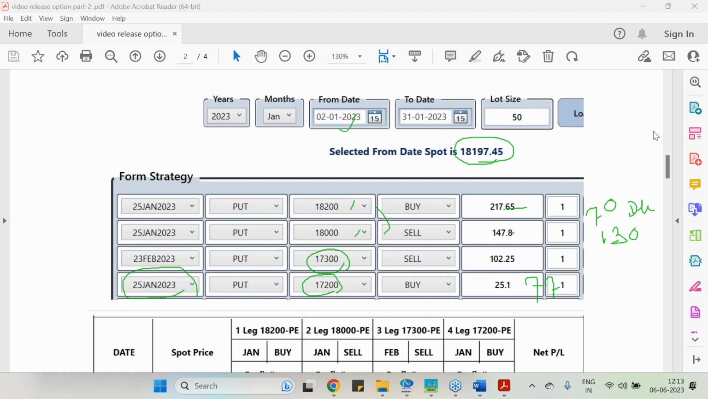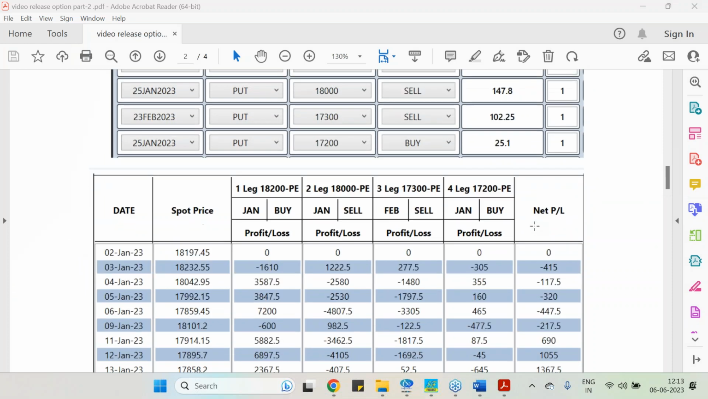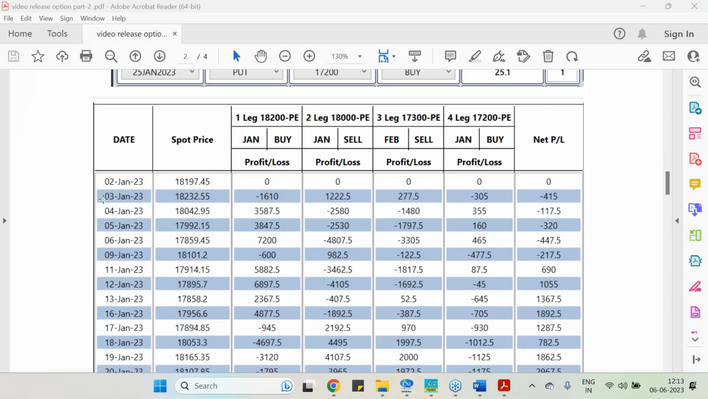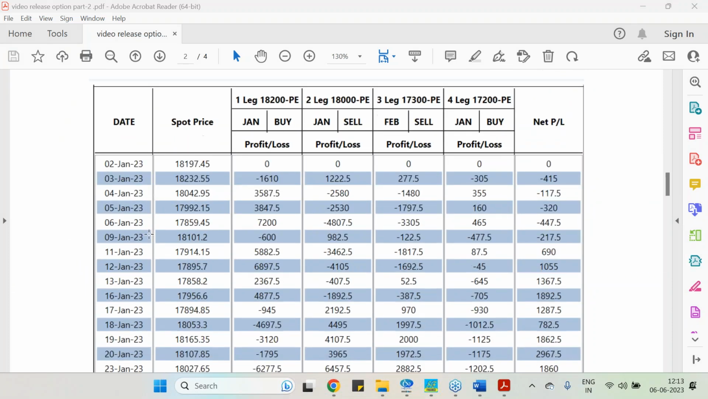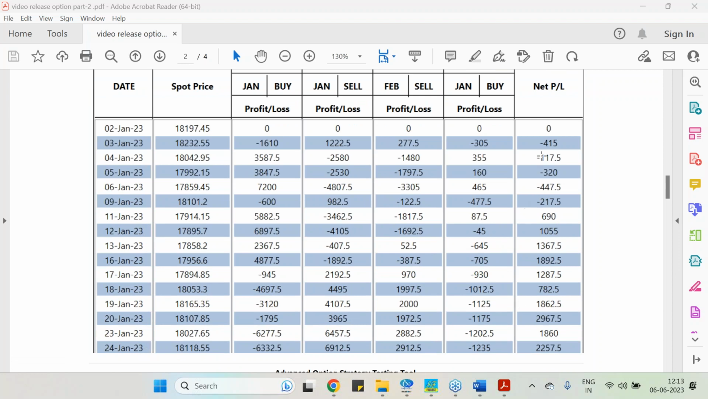In the month of January, we are taking the January and February contract, not the February and March. So I have taken this, and what result have I seen? On 2nd January it is initiated, and from 3rd January till 24th January you can see that for a couple of days it maintains 300, 500 losses, and finally it is giving 2257, with a maximum of 2900.